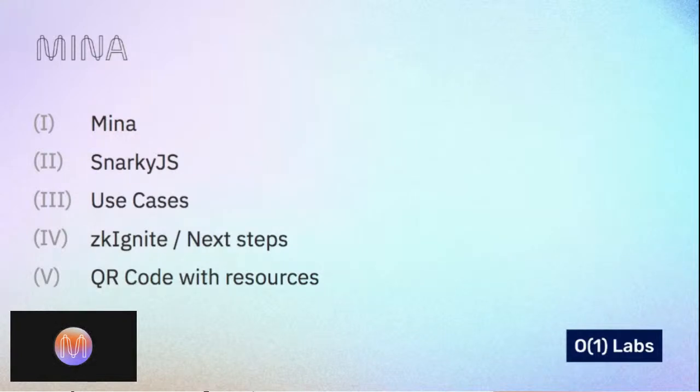Okay, so here's our agenda. First, we'll talk about Mina. Then we'll talk about SnarkyJS. This is the smart contract language for Mina. We'll talk about some use cases. Then we'll talk about zkIgnite, which is a really cool program that's helping get people started building things on Mina, and some next steps. And finally, we'll have a QR code with all of the resources from this presentation. So you don't have to worry about taking any kind of notes or anything. You can get the slides, links to Discord, whatever you need later.